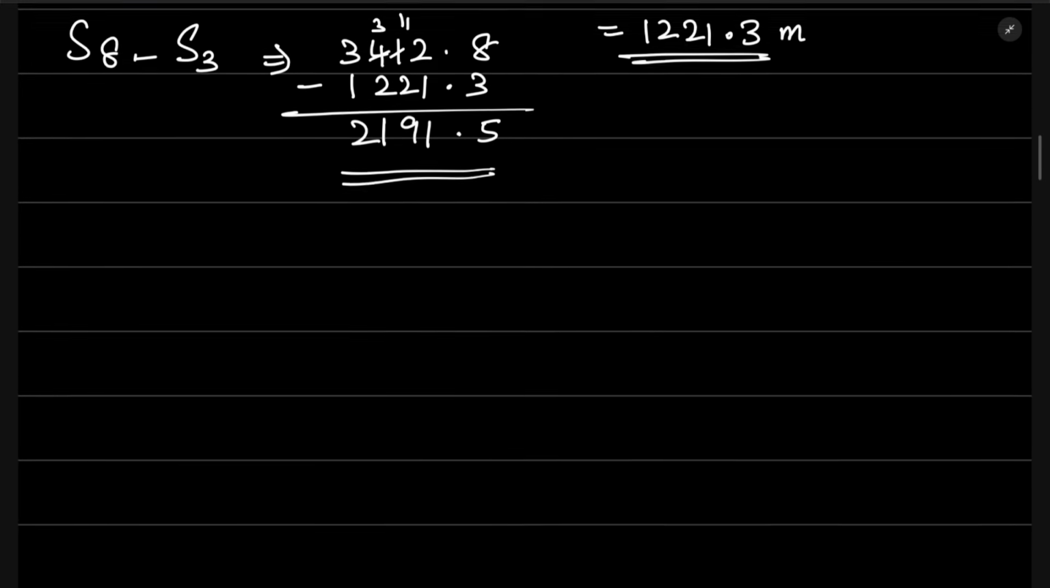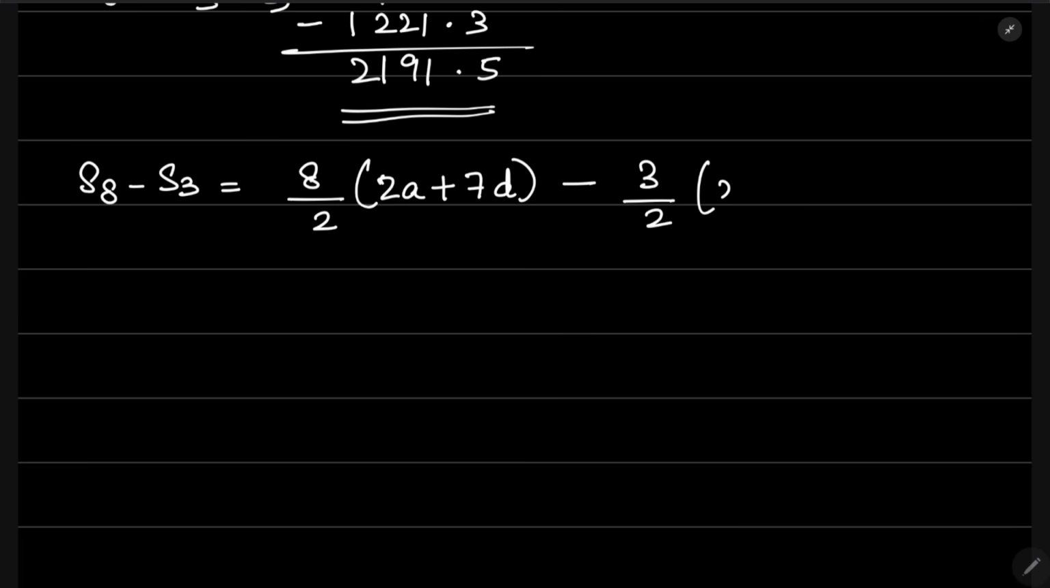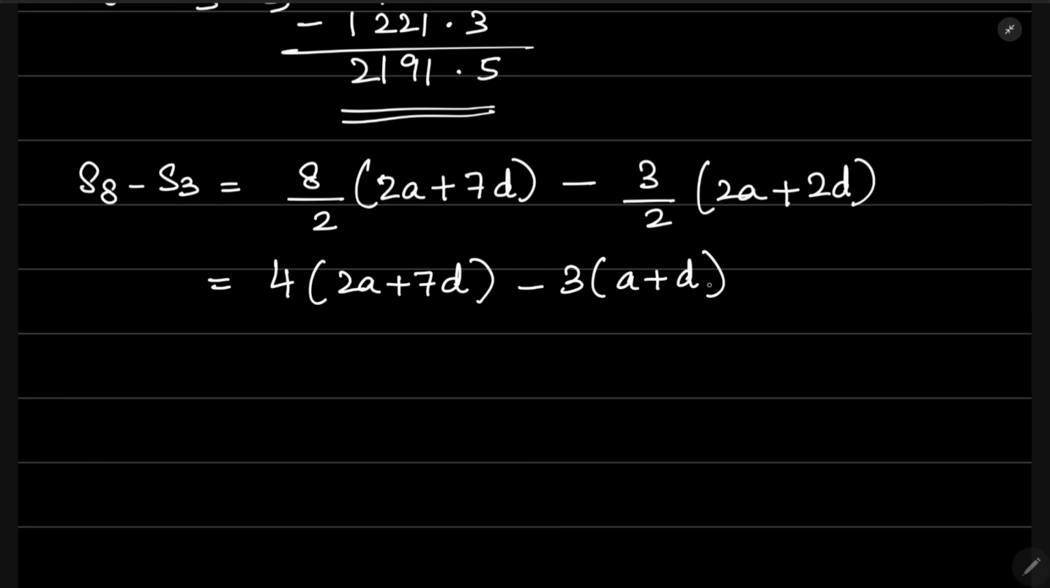Otherwise, there is another way of doing this S8 minus S3. Let me show you how. S8 minus S3 is nothing but 8 by 2 into 2A plus 7D, minus 3 by 2 into 2A plus 2D. This gives you 4 into 2A plus 7D, simplified without substituting the values. If you take 2 common out of 2A plus 2D, the 2 and 2 will get cancelled, leaving minus 3 into A plus D.